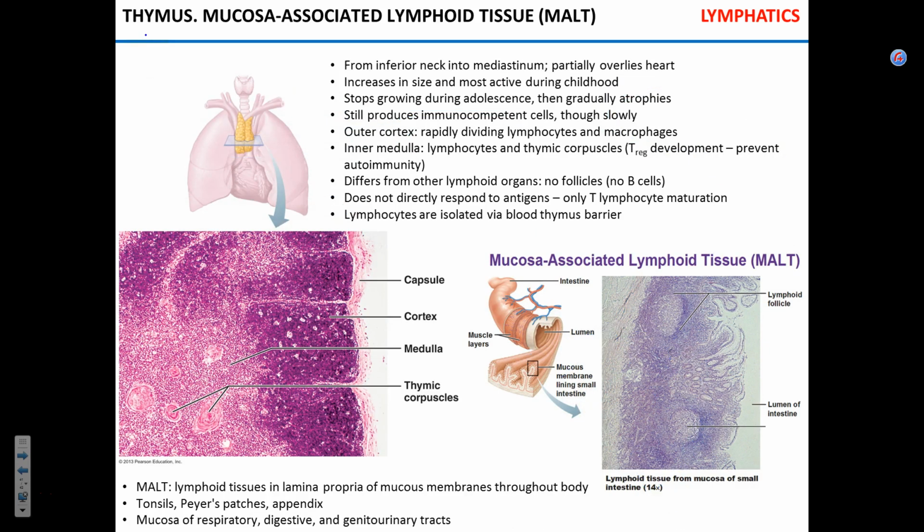Other follicular lymphatic tissue: spleen, thymus. Also two layers, cortex and medulla. Now, thymus is quite interesting. It grows throughout childhood and adolescence. And then in early adulthood, it starts to shrink. And if you would look at the size of a thymus in, I don't know, a 40, 50, 60-year-old person, it's very, very small. But interestingly enough, it still produces immunocompetent T cells.